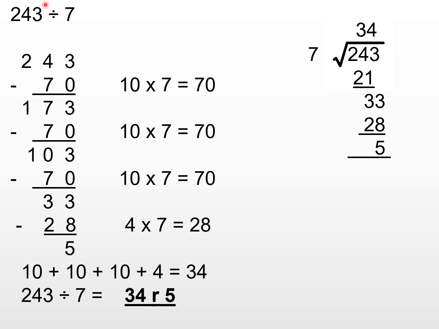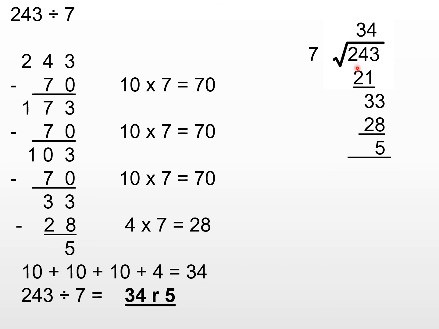Put the number on the left side inside and put the number on the right hand side outside. That is, the bigger number should be inside, the smaller number should be outside. Now let's consider the digits one by one. 2 is a very small number. Let's consider 24. 7 1s are 7, 7 2s are 14, 7 3s are 21, 7 4s are 28. I'll go for 21. 7 3s are 21.